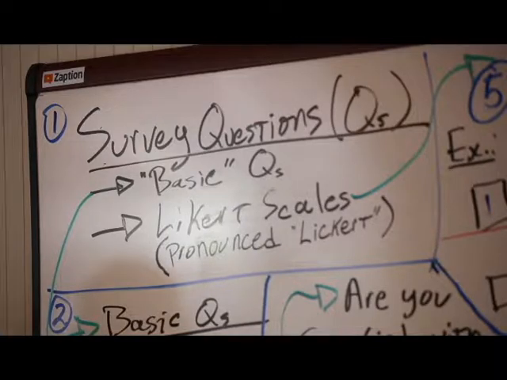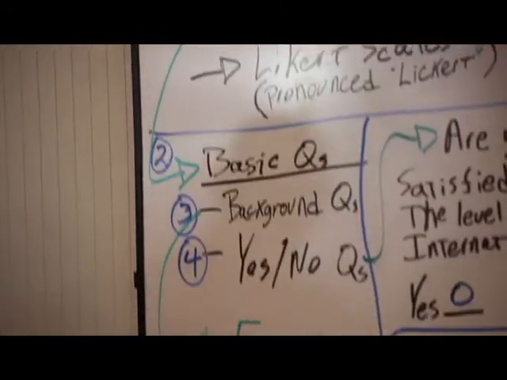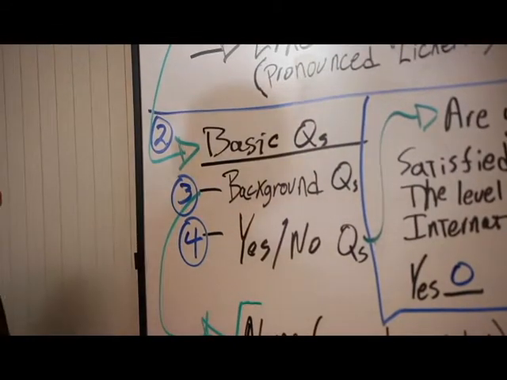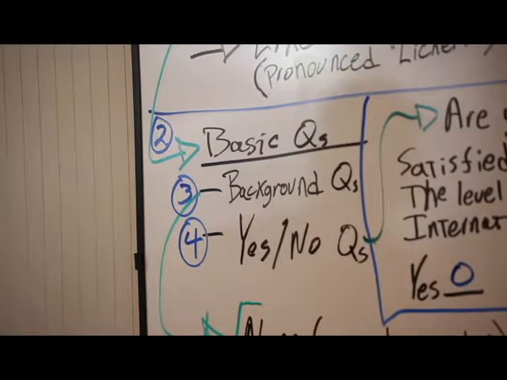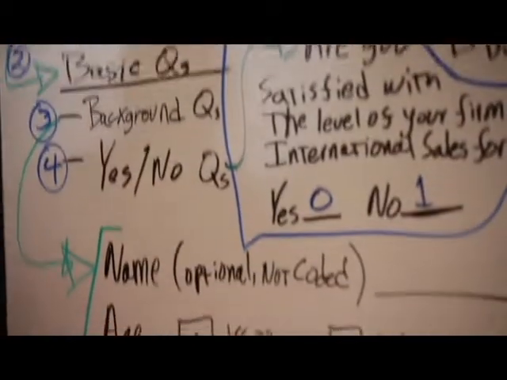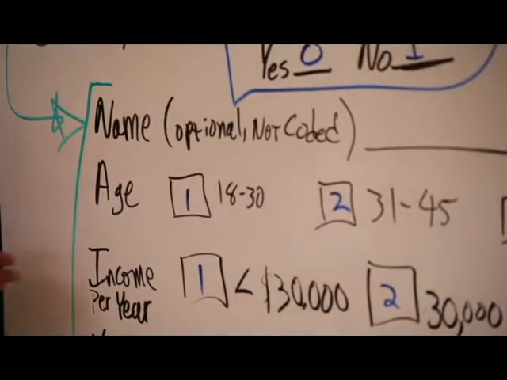But let's start with the basic questions, topic number 2. Basic questions are questions that can be broken into two types. You've got background questions and you've got yes/no questions. Pretty simple. Let's talk about background questions first. They're kind of diverse and it's kind of an engaging topic. So here's a good one.